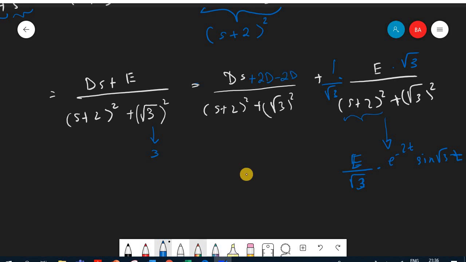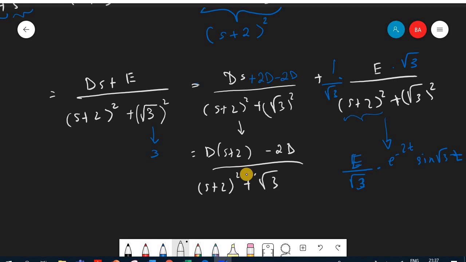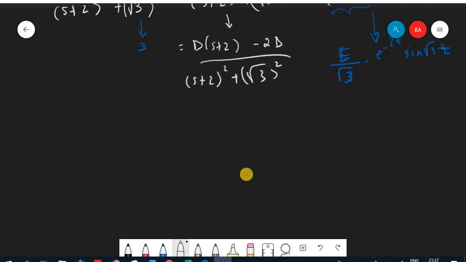So what does that mean? I'm going to have my function here. If I just continue, I'm going to have it d into s plus 2 minus 2d. And I can separate now the denominator for both of these. So now I have my term here, which is d into s plus 2 over s plus 2, the whole thing square, plus square root of 3 square. I cannot believe that I already did this. So I have this term, which I already have the solution for. So I have s plus a over s plus a, the whole thing square, plus b square.